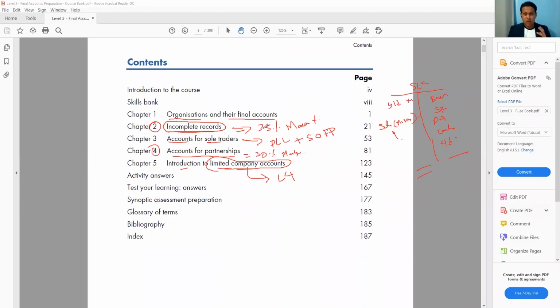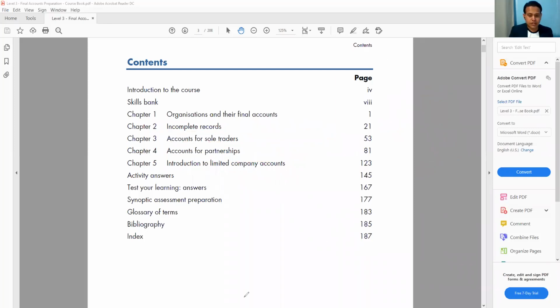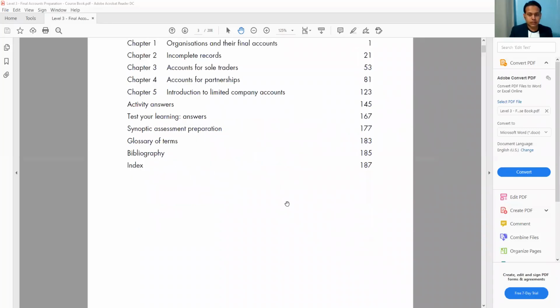All right, so this is the overview we have for this course. So let's have a look at what topics we have, and how we can start with chapter number 1. So let's move on to chapter number 1, and let's talk about our final account preparation.